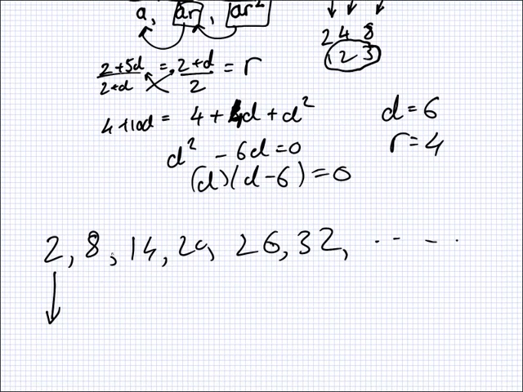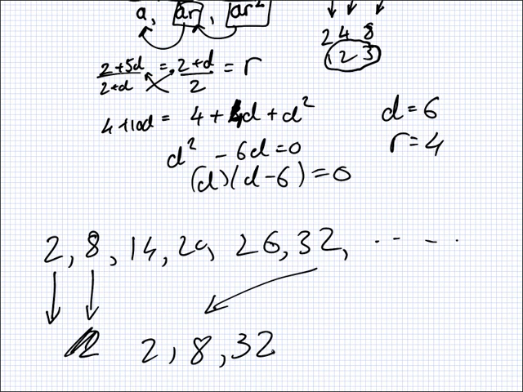Now, let's take out the first, second, and sixth. What do I get? I get 2, 8, 32. And R is the 4 then. So we can see that it works.